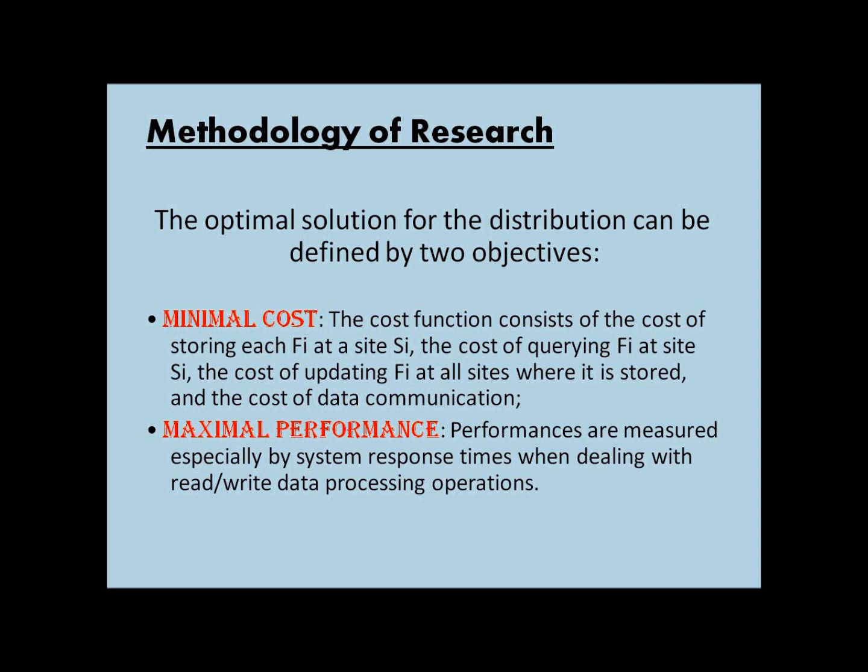The cost function consists of the cost of storing Fi at a site Si, the cost of querying Fi at site Si, the cost of updating Fi at all of the sites where it is stored, and the cost of data communication. The second objective would be maximal performance. Performance is measured especially by system response times when dealing with read-write data processing operations.